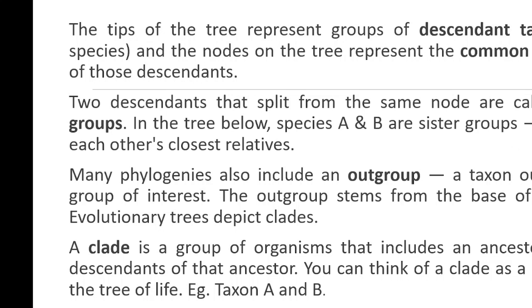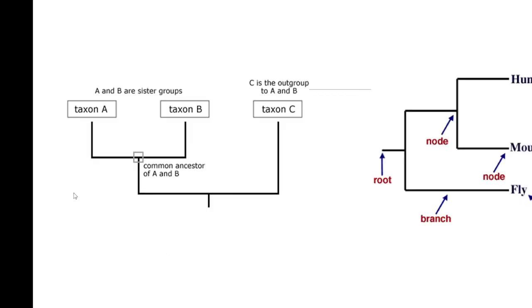Now again, a few more points regarding that. The two descendants that split from the same node are called sister groups. Here you can see that taxon A and taxon B are known as sister groups. Why are they known as sister groups? Because both taxon A and taxon B have evolved or diverged from this common ancestor. So when two species are diverging or evolving from one common ancestor, we call it a sister group.